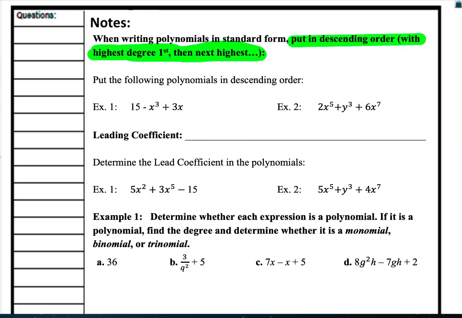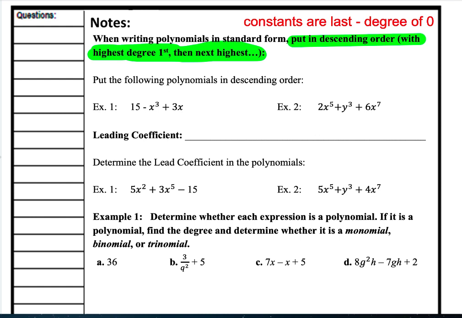All right, so back of the page for us. So highlight this part for me up top. When writing polynomials in standard form, you're going to put it in descending order with the one with the highest degree. Remember, that's what we just got done finding. We're adding the exponents of all the variables, and we're going to put them in descending order. Remember, constants are going to go last because they have a degree of 0. So you might want to add that into your notes there.